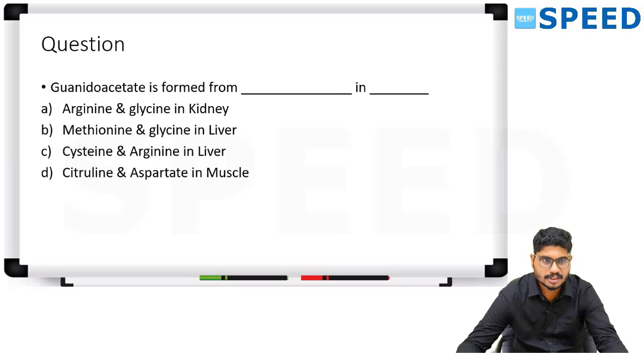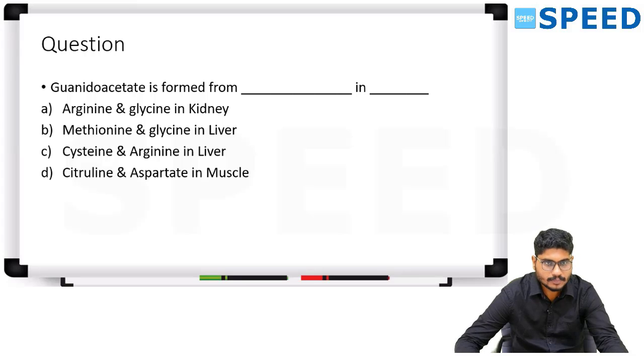I'll just repeat the question. Guanidoacetate is formed from dash in dash. Arginine and glycine in kidney, methionine and glycine in liver, cysteine and arginine in liver, citrulline and aspartate in muscle.